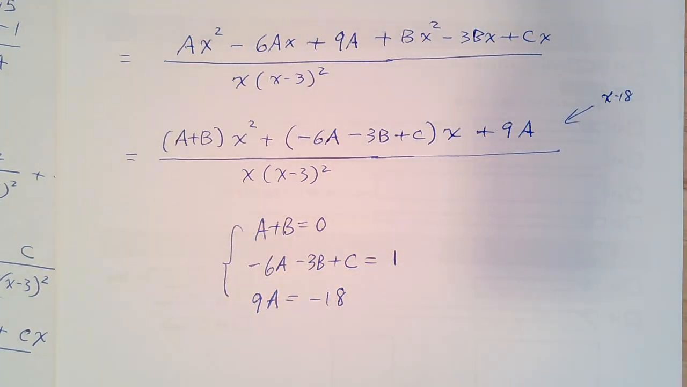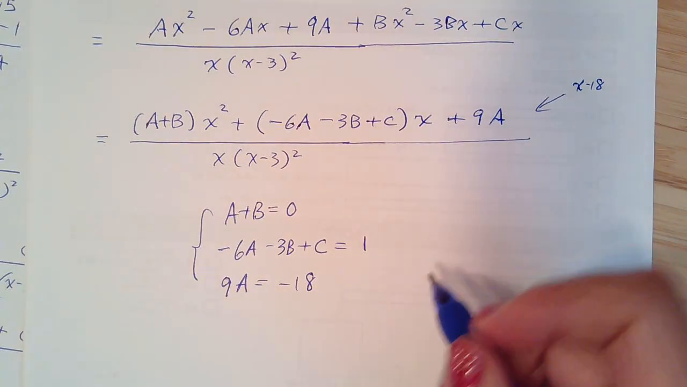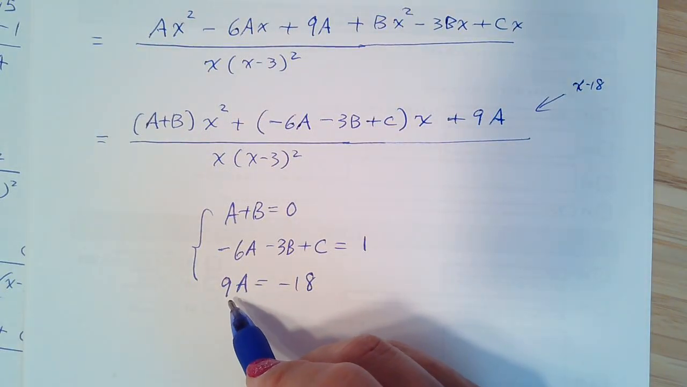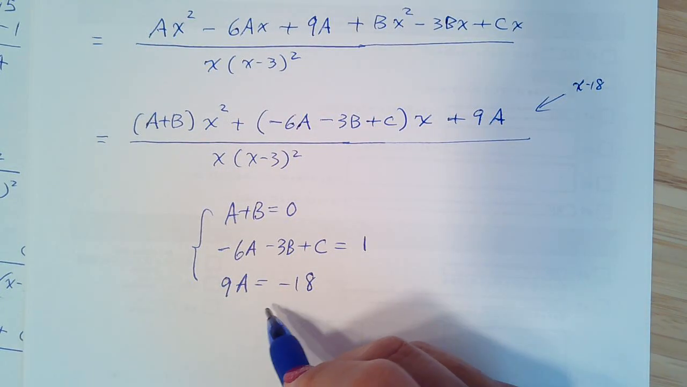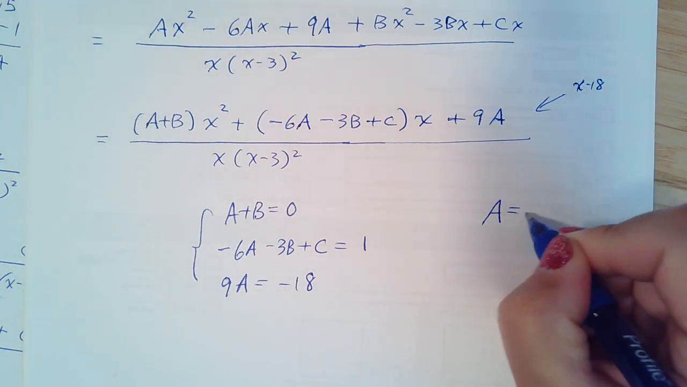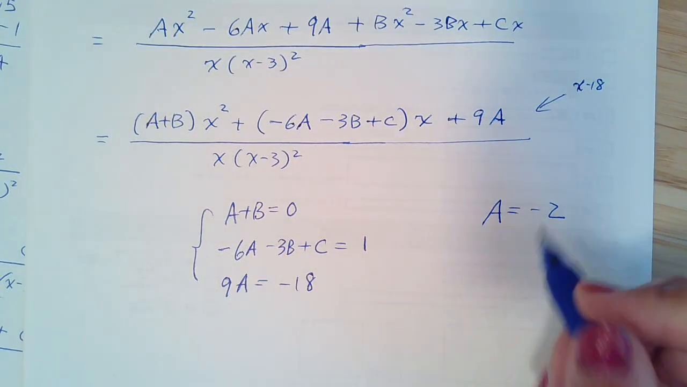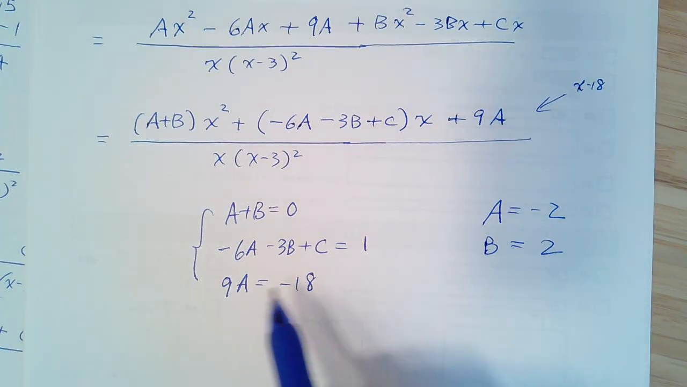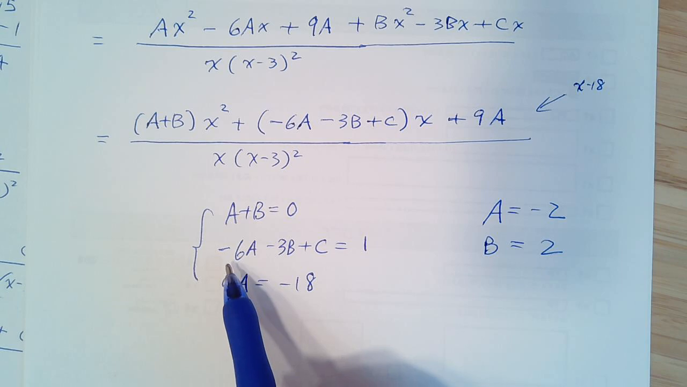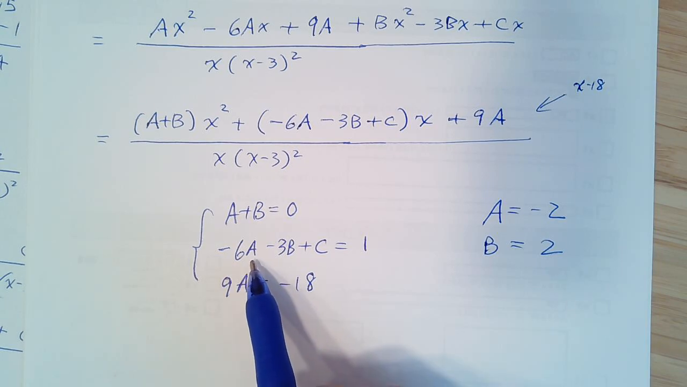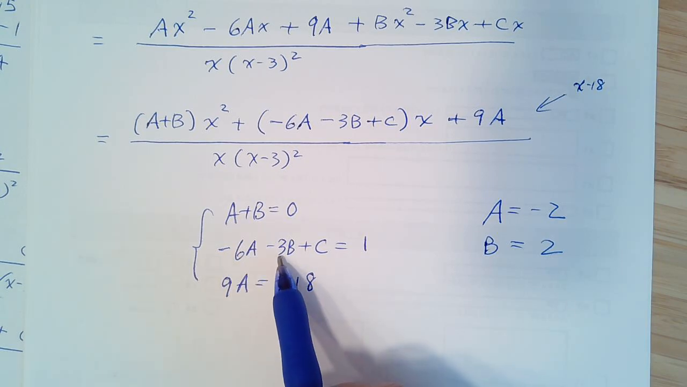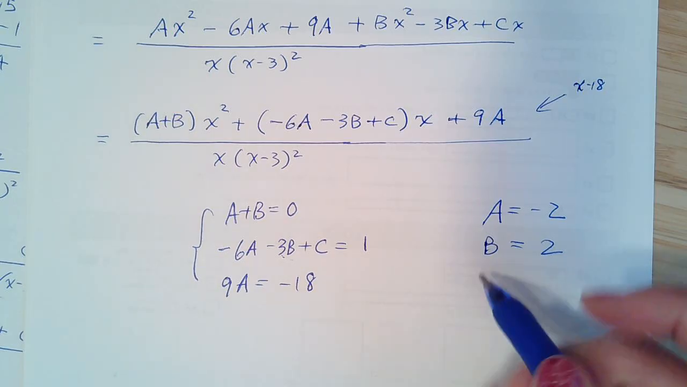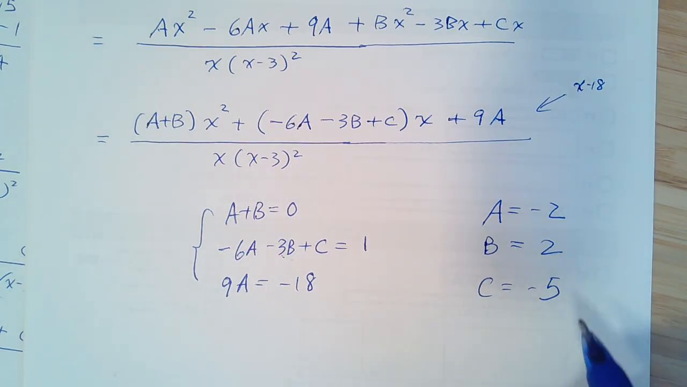Again, I get this system of equations. And it's not bad to solve it because, see, 9a equals negative 18. My a should be negative 2. And a plus b is 0, so my b should be 2. All right, now I have a negative 2 and 2. I plug in here. Negative 6 times negative 2, so I have 12. And this is 3 by 2, so 12 minus 6, that's a 6. And a 6 plus a c equals 1, so my c is negative 5.